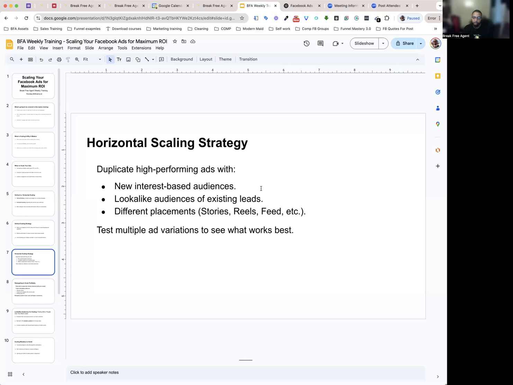These are just a couple of bonuses here. Test multiple ad variants to see which works best. And ad variants are the different ad copies, different ad creatives. Just test different ones. See which one works best with your best performing ad. So that's the ones you want to kind of test a little bit.